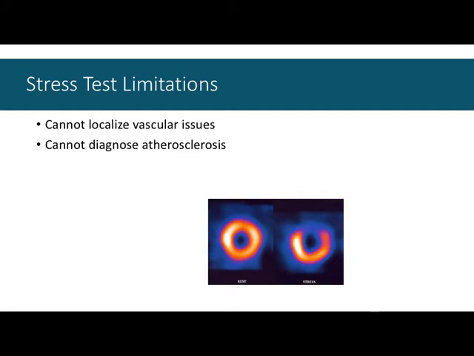we can't localize vascular issues, and a common vascular issue is that of atherosclerosis, so blockage in the artery due to the buildup of plaques. So we can diagnose exercise intolerance, but we can't say why. Is there something wrong with the artery, or is it a buildup of plaque due to sedentary lifestyle and improper eating? Where is it? We don't know at the whole body level.